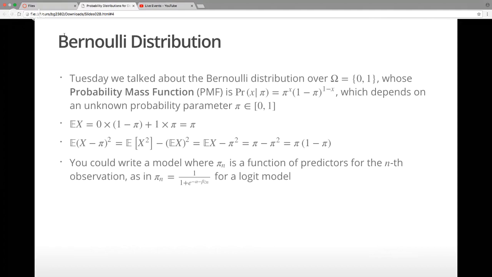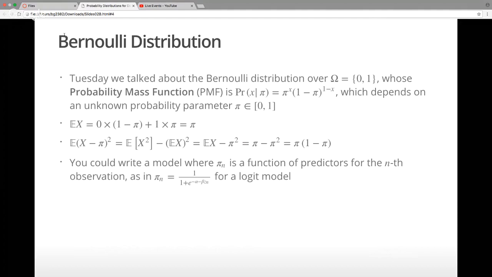And in the case of a Bernoulli, x squared is equal to x because the only values it can take are 0 and 1. 0 squared is 0, 1 squared is 1. So expectation of x squared is the same thing as the expectation of x, which we just said was pi. Then we subtract off the square of the expectation. That can be written as pi minus pi squared, or more commonly, pi times the quantity 1 minus pi. So the variance of a Bernoulli random variable is pi times the quantity 1 minus pi.